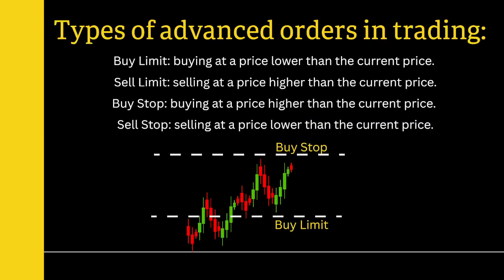Now, let's jump into the more advanced types of orders. Buy limits and sell limits are basically limit orders, but of course you can enter a market with a sell position or a buy position. And again, a buy limit is basically buying at a price lower than the current price, just like we discussed in the previous example. And a sell limit is vice versa, where you're selling at a price higher than the current price. All good, right? Okay, let's jump to the more advanced ones.